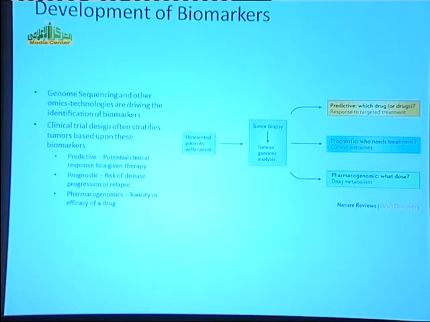However, it's very encouraging that clinical trial design is now stratifying these tumor-based markers into their studies, with a view to trying to identify predictive markers that will tell you which drug is most likely to give the best outcome for a tumor, prognostic markers, how is that tumor going to behave, or pharmacogenomic markers, as we had in an earlier presentation today.